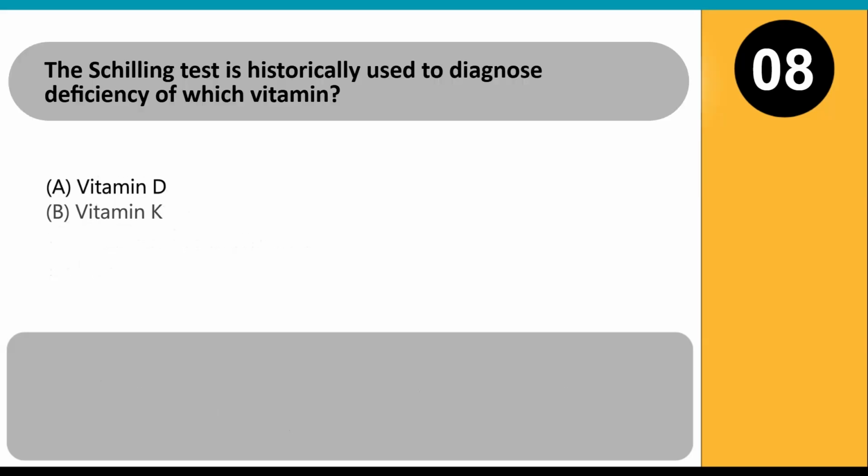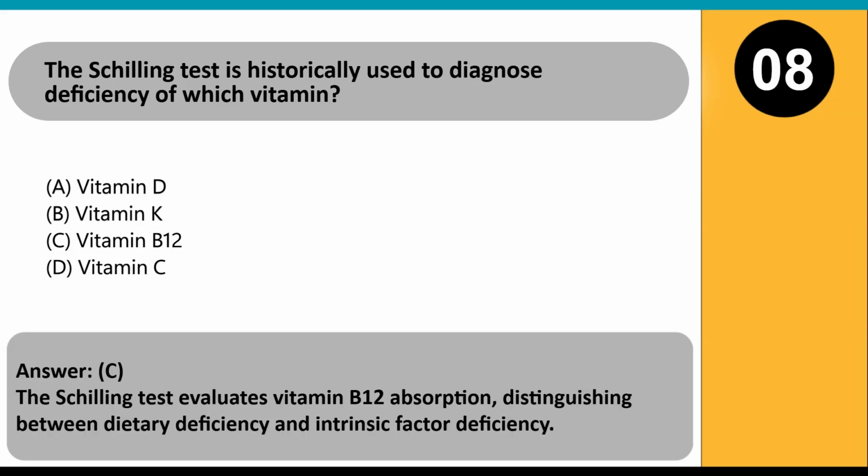The Schilling test is historically used to diagnose deficiency of which vitamin? A. Vitamin D. B. Vitamin K. C. Vitamin B12. D. Vitamin C. Answer C. The Schilling test evaluates vitamin B12 absorption, distinguishing between dietary deficiency and intrinsic factor deficiency.